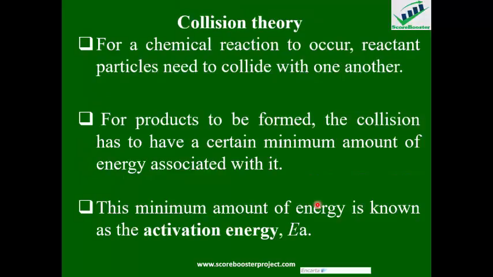So one of the theories that is used in explaining the rate of chemical reaction is collision theory. What does it mean? What are we trying to say if we say that we are using collision theory to explain what chemical reaction is? Collision theory states that for a chemical reaction to occur, the particles must collide with one another. That is the first idea about collision theory.